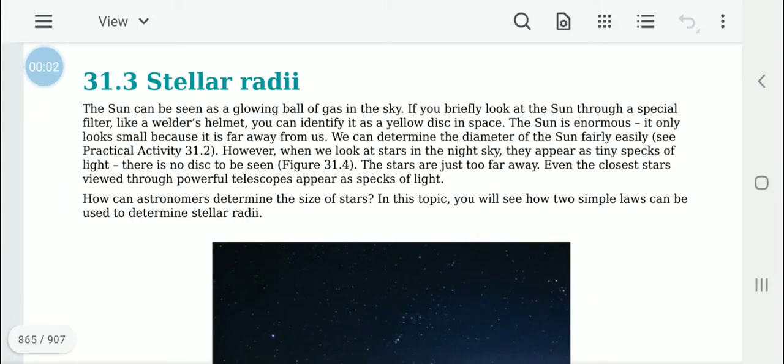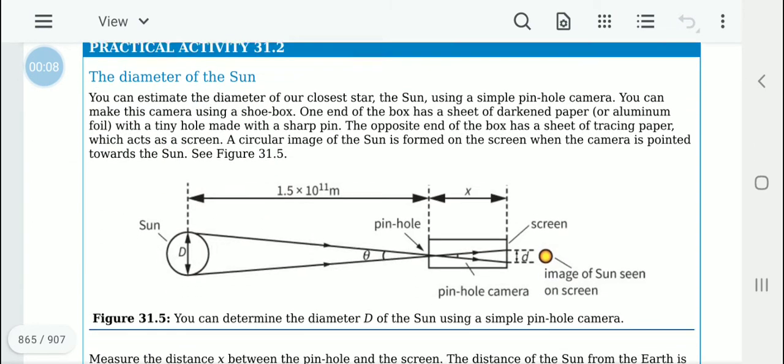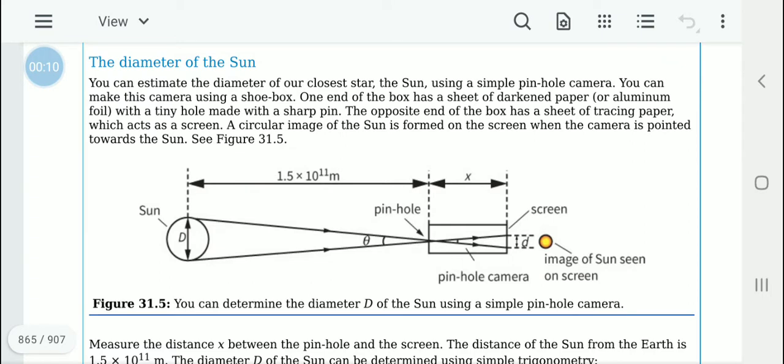Chapter 31 Physics, Theory Video 3. So, stellar radii: we are going to figure out how the radius of a star can be determined. First we are going to look at the sun.